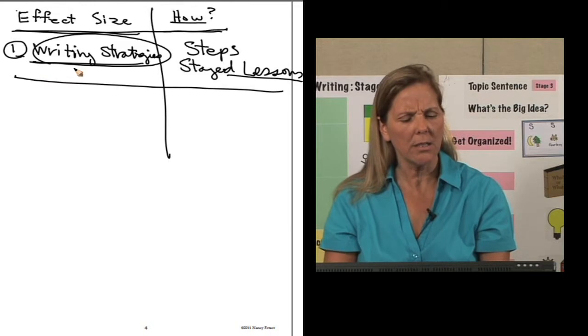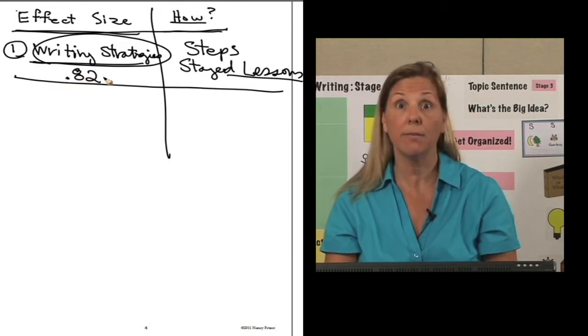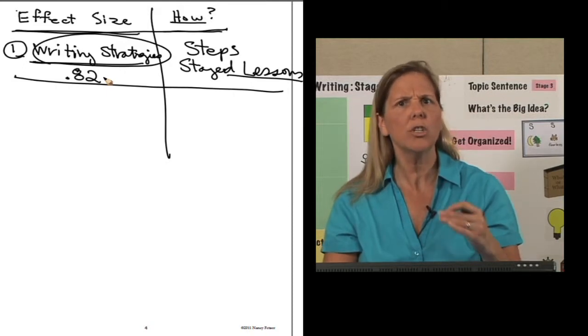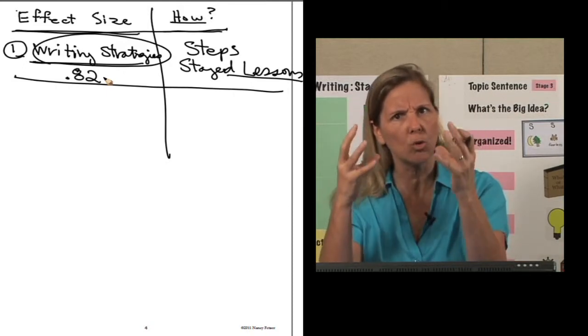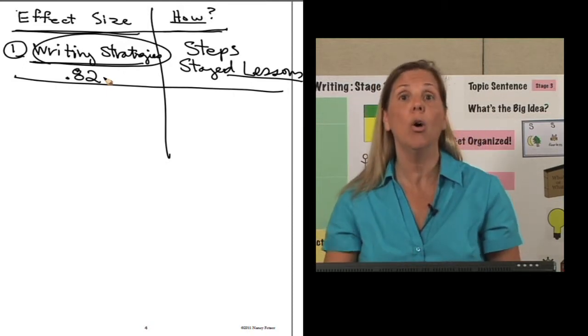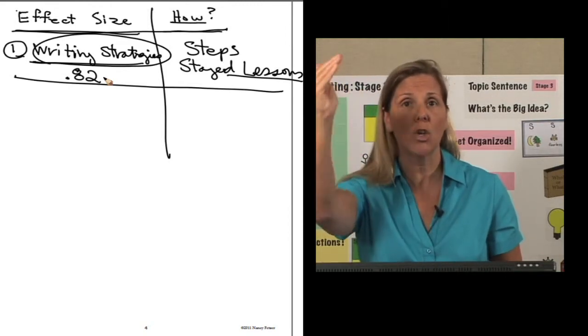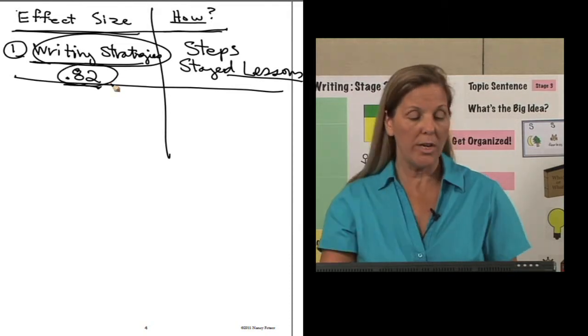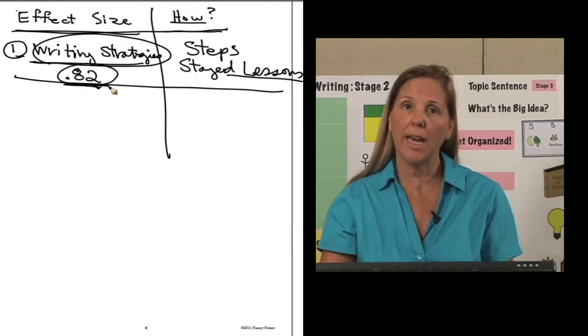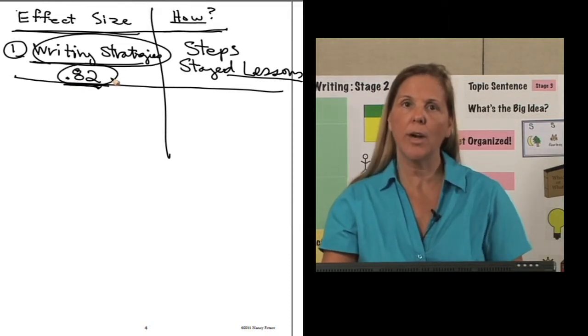What effect size does this have? A 0.82. That is a very high effect size. So when you're giving children this explicit direct instruction, you know that this is one of the best strategies you can give your kids to reach those high levels of achievement. We know the effect size is 0.82 for writing strategies.